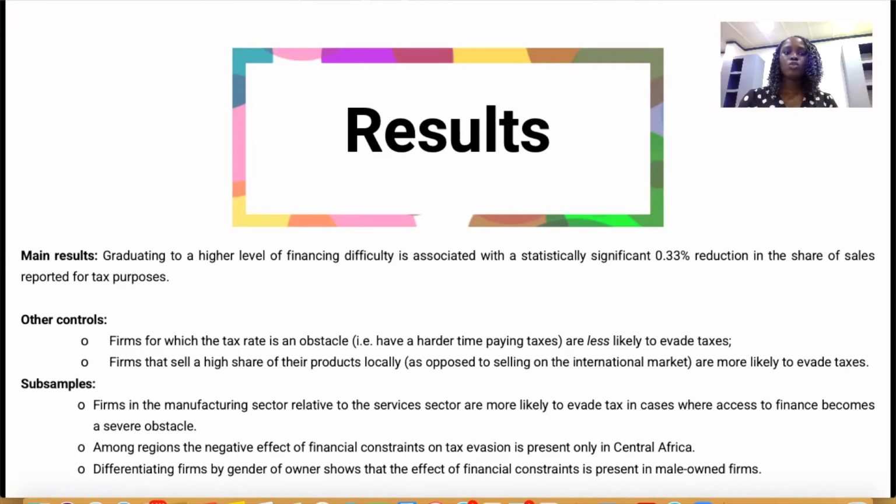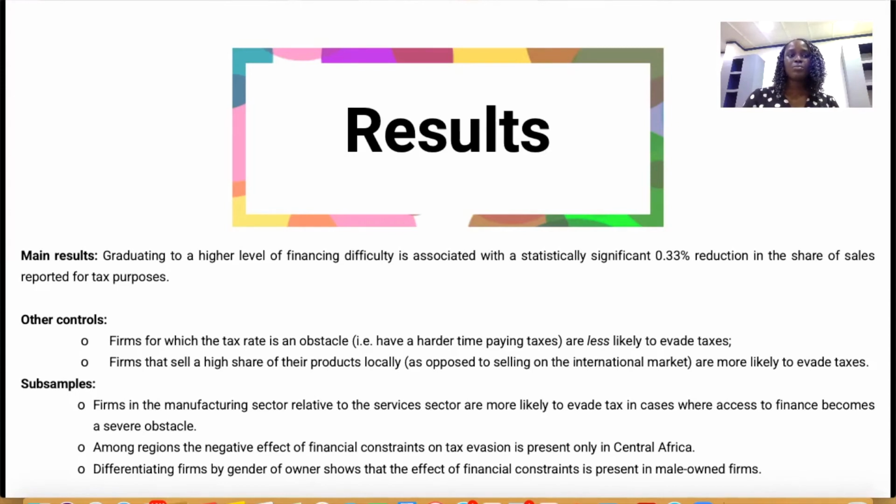Other controls include firms for which the tax rate is an obstacle are less likely to evade tax. Also, firms that sell a high share of their products locally as opposed to selling on the international market are more likely to evade tax.